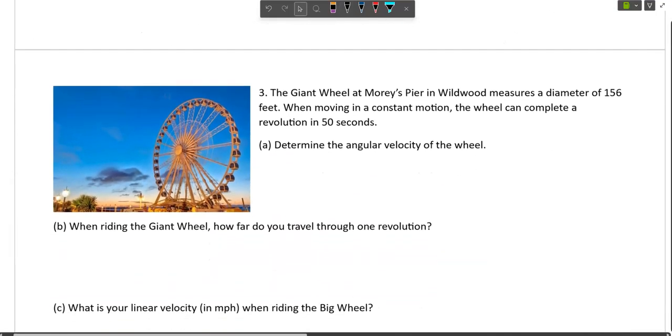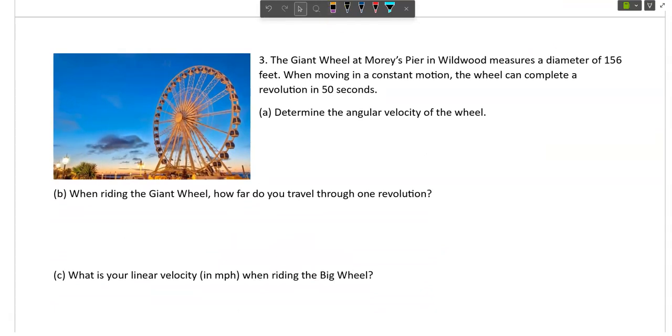All right, let's move on and talk about the giant wheel at Morey's Pier in Wildwood. So once again, they're going to give us the diameter of the wheel. Most circular things are given as diameters, so we do have to take a moment and remember that we have to divide that by 2 to get our radius, which is what we're going to use for all of our problems. So the radius is 78 feet for this wheel. And these are all real numbers, by the way. A complete revolution is done in 50 seconds. We would like to find the angular velocity.